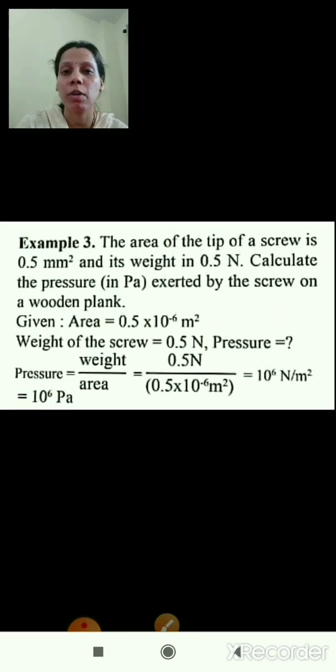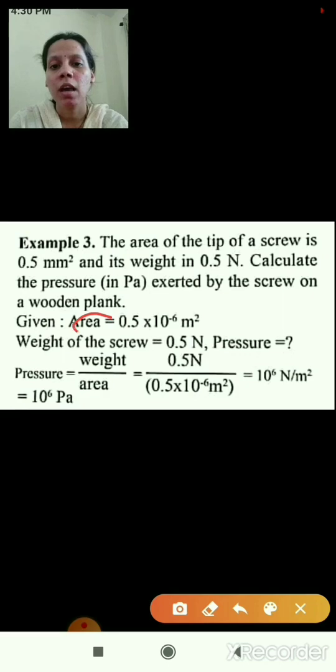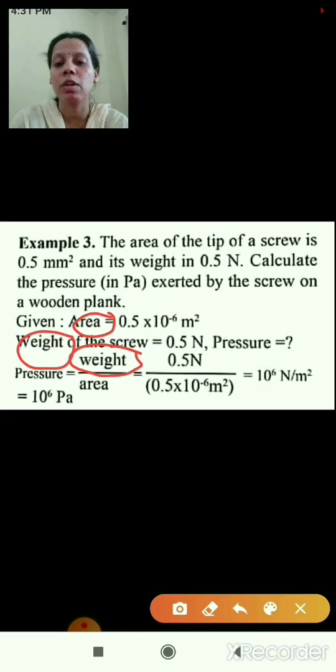So what is the formula? Pressure is equal to force upon area, but here, as you can see, area is given and weight is given, which is equal to force. So you will write down the same formula: pressure is equal to weight upon area. You will not write down force here as weight is given. Okay, the same formula, instead of force you will write down weight. Now put the values.